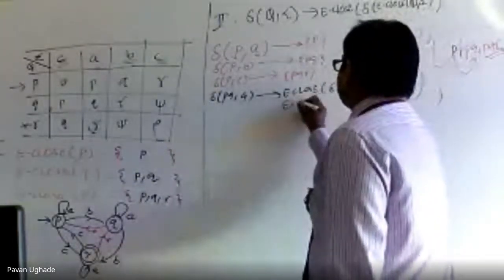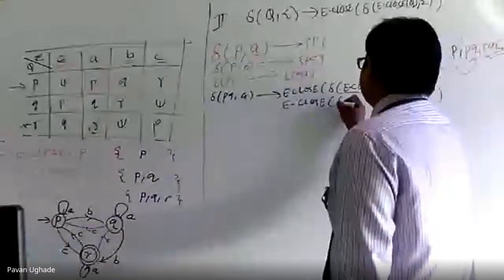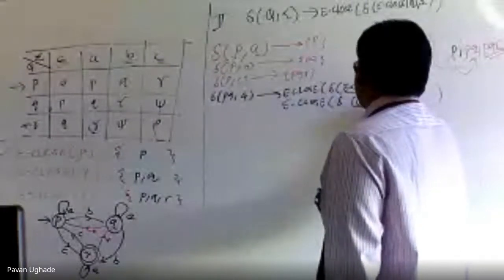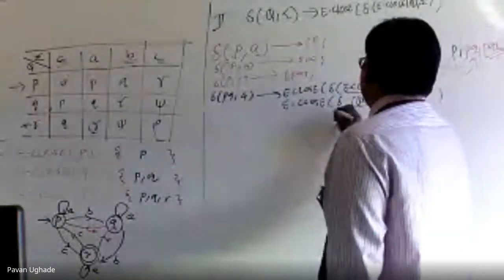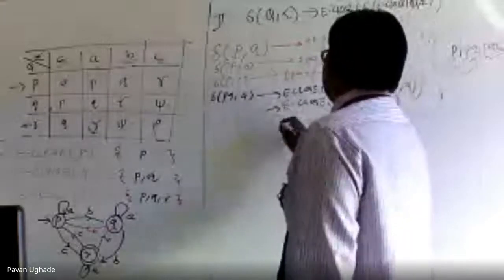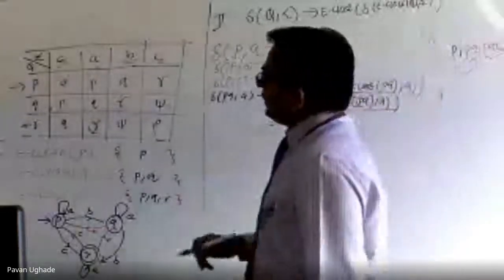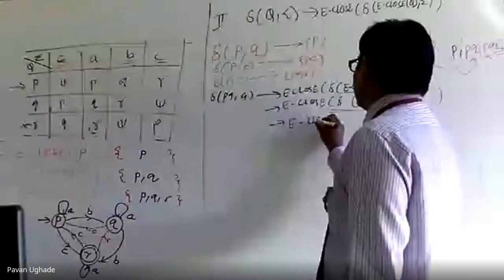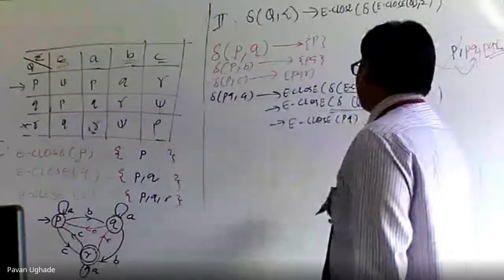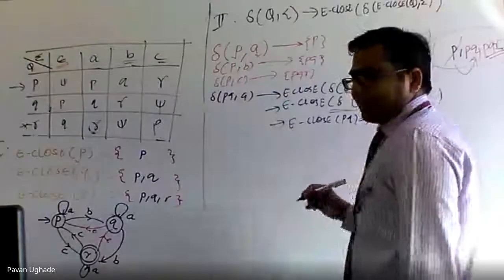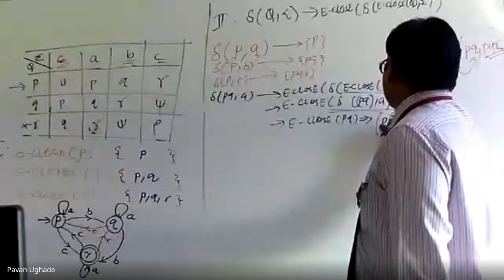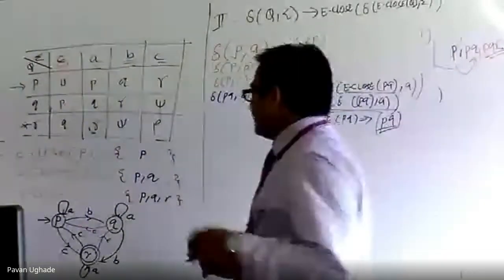First we will solve this: epsilon closure of transition function PQ, comma A. Now we solve the transition function PQ over A. Again we do the same thing. PQ over A is PQ itself. So epsilon closure of PQ, what will you get? It is PQ only. So we got PQ over A.